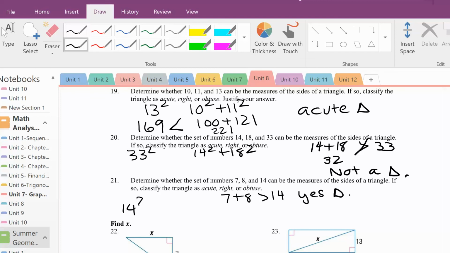Now 14 squared compared to 7 squared plus 8 squared. Well, 14 squared is 196. Then you have 49 plus 64. So 49 plus 64 is 113. So 196 is greater than 113, so this is an obtuse triangle.